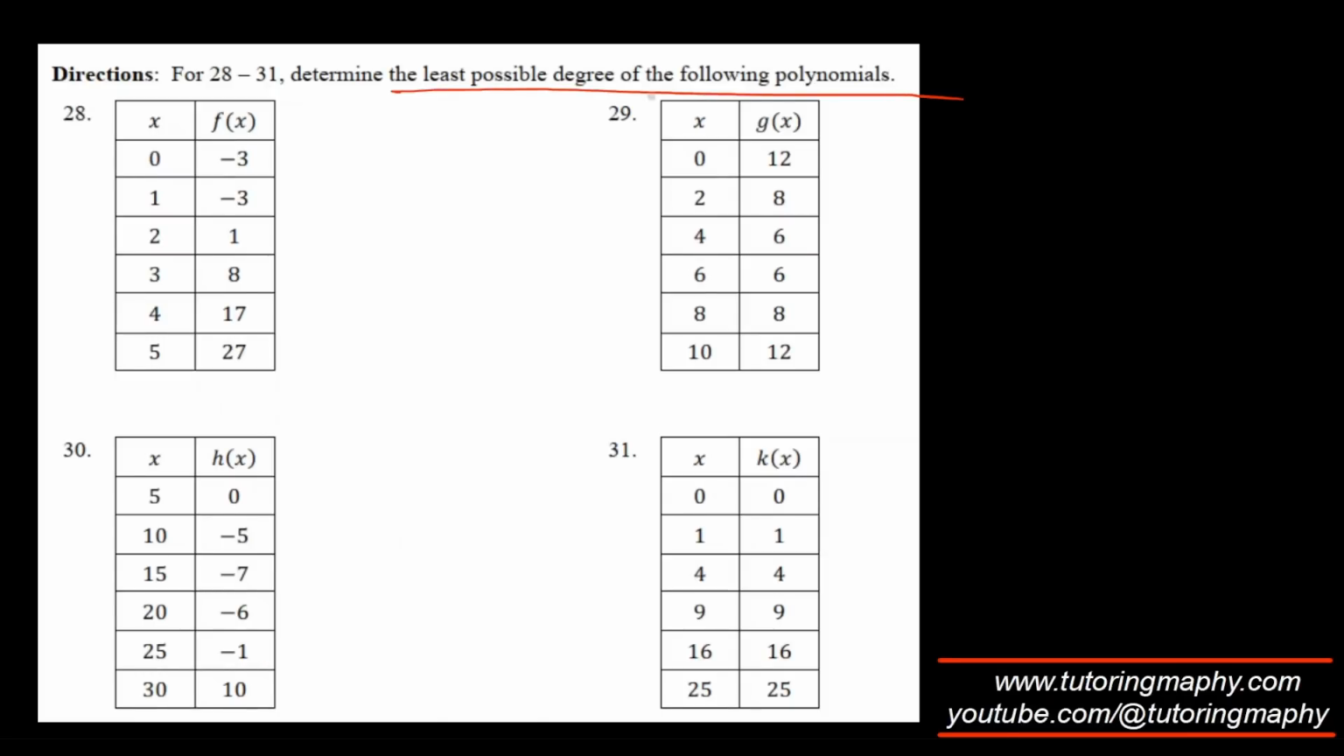Find the least possible degree of the following polynomials. If you remember how we used to do these questions, we find the first difference, then the second difference, and then the third difference, and so on, till we get the same difference. So let's say, for example, the second difference is the same, so it will be second degree, and so on. Again, making sure that the x values are increasing by the same amount.